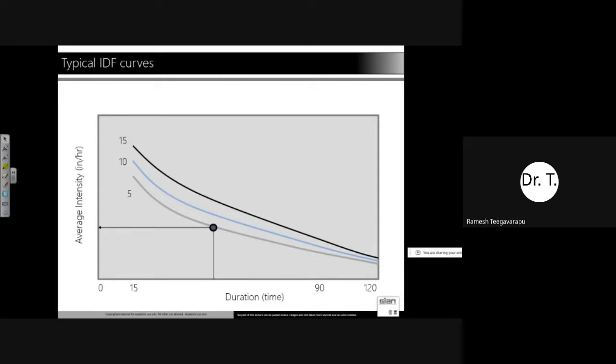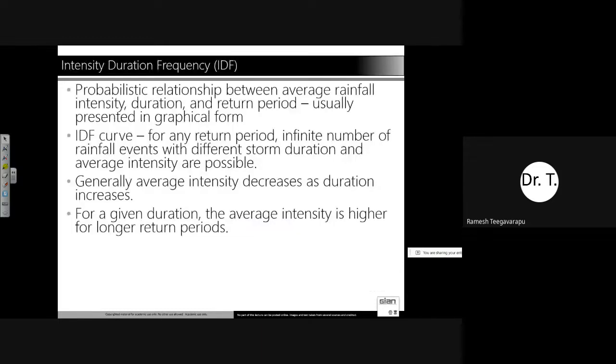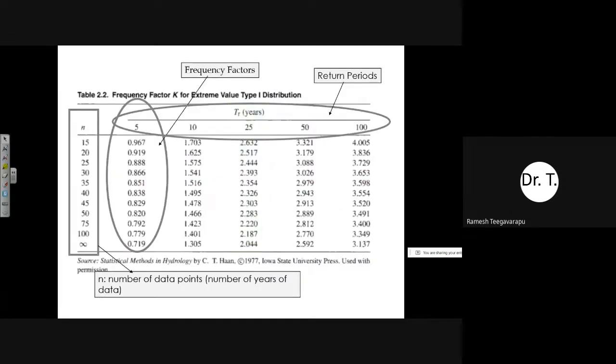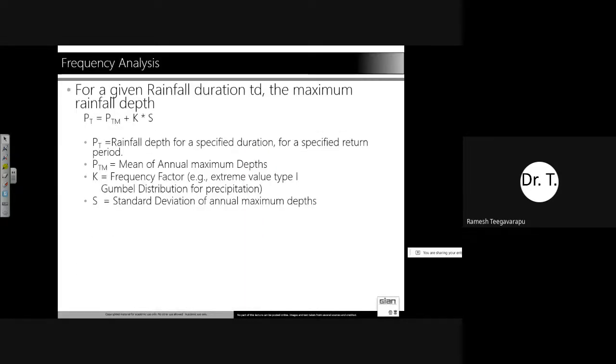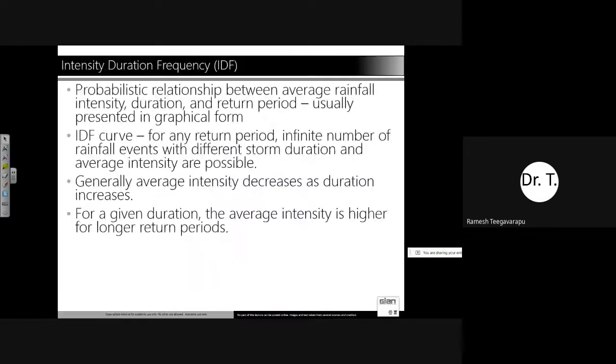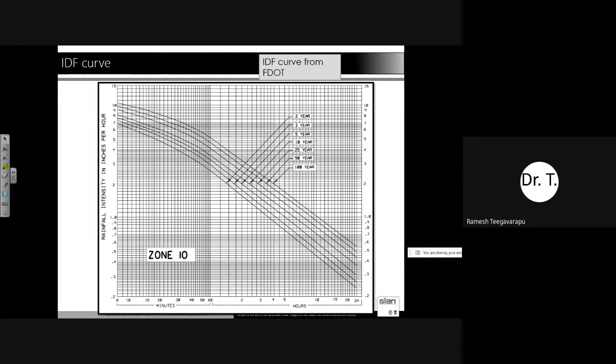this particular graphic. The main properties are, for a given duration, your average intensity goes up as the return period goes up. And as the duration goes up, your average intensity goes down, because now you are spreading the same amount of rainfall over a longer period. So from the discharge curve, you can get different values of your rainfall depth for different return periods, and you can generate this curve.